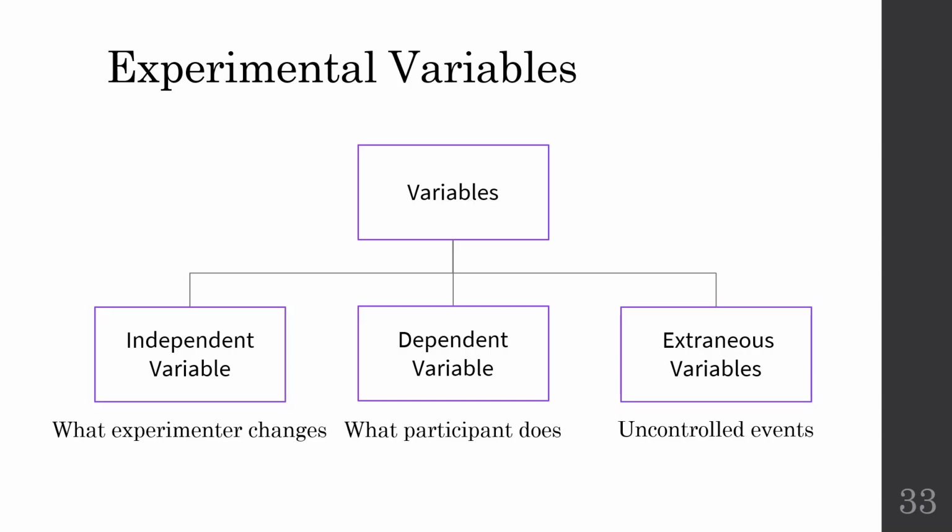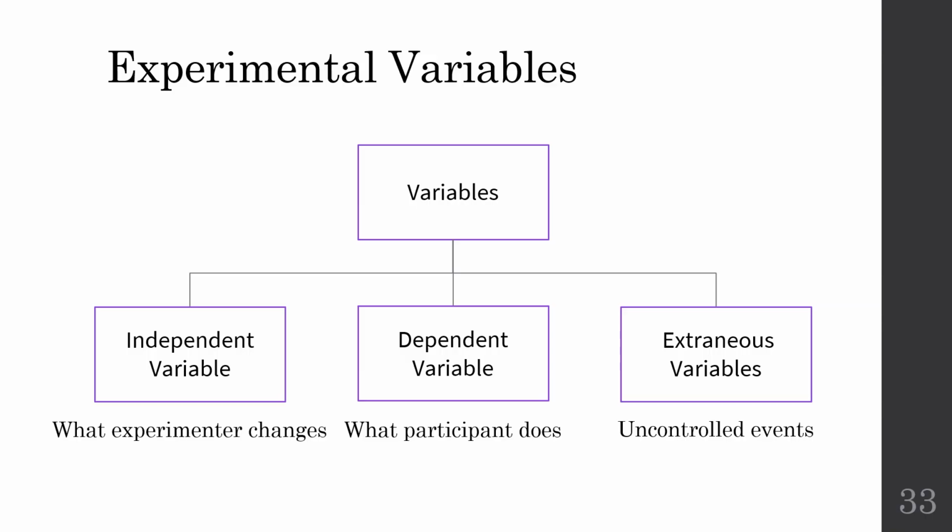All right, so we talk about experimental variables. We've kind of talked about these already, but again, our independent variable is what we are manipulating, what the experimenter controls or changes. The dependent variable is what the participant does or what the experimenter measures as the outcome.